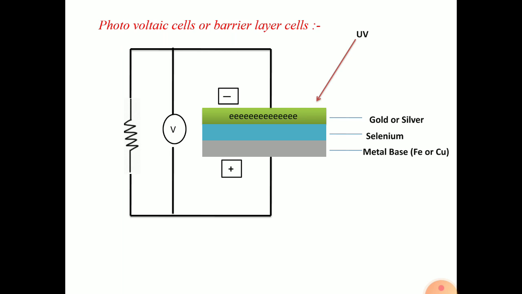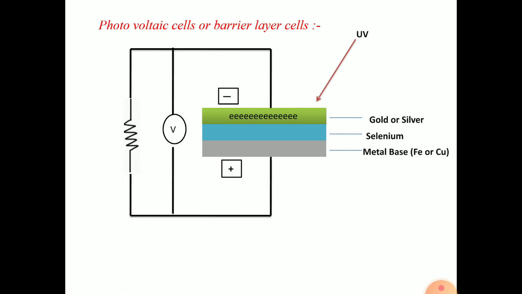Why? Because when the light falls on the gold layer, a larger number of electrons are on the gold and silver layer. According to the concentration gradient, they try to move from the higher number of electrons to the lower number. But when they try to move, the barrier between the selenium and metal base resists the flow of electrons. So the electrons produced accumulate in which layer? In the selenium-gold barrier layer only.